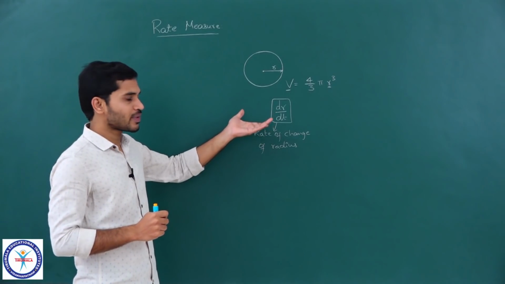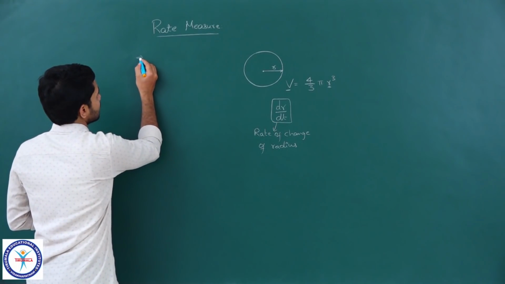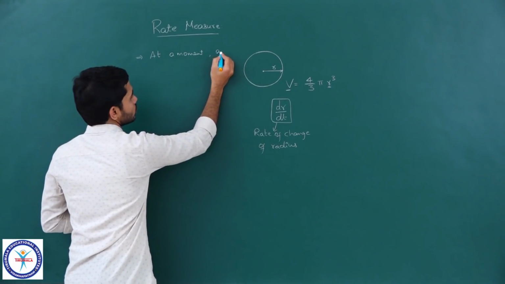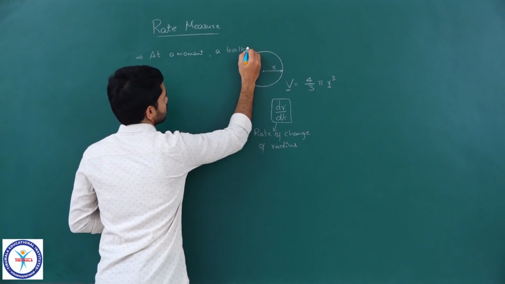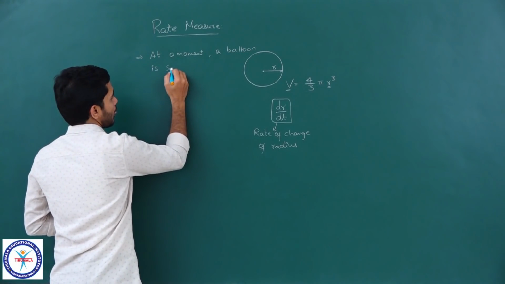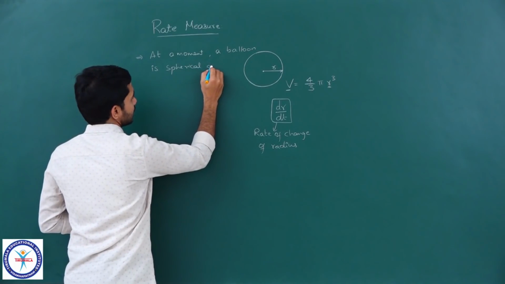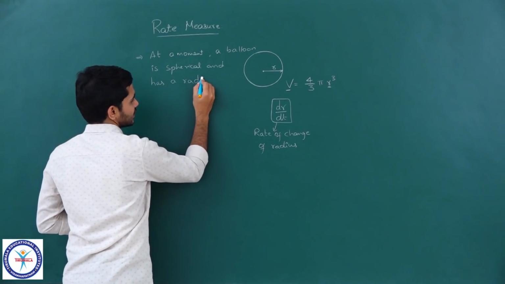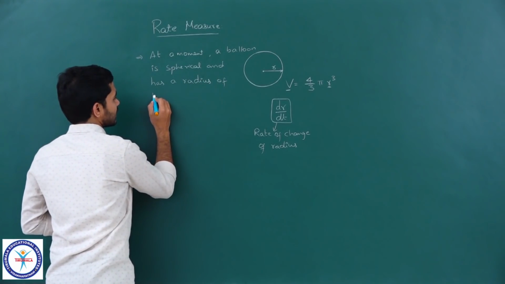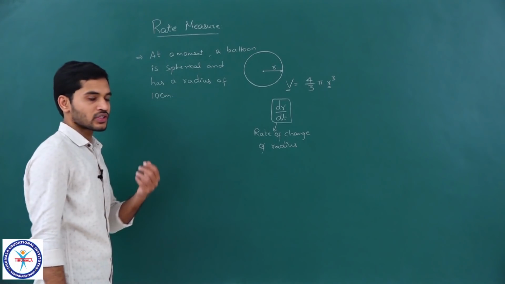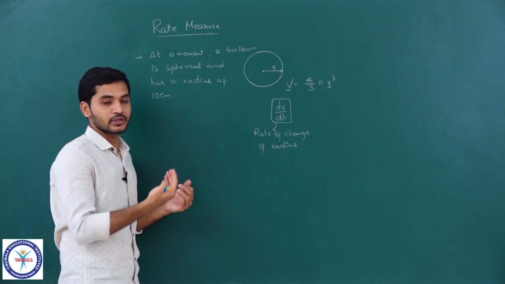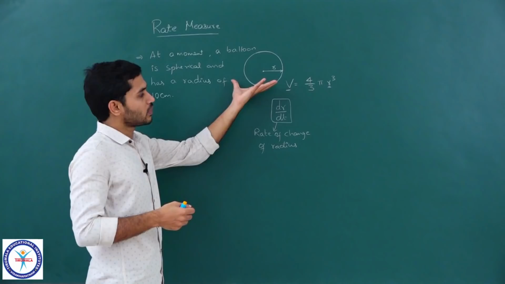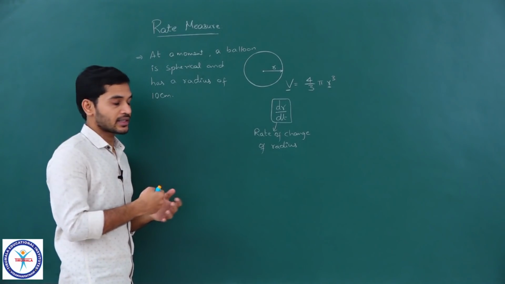So, we will take the same example. Let us consider that at a moment a balloon is spherical and has a radius of 10 centimeters, clear. Now let us consider that we are blowing air into that balloon. In such a scenario the volume of that balloon increases, and because the volume increases its radius also increases. So, we can understand it like that.